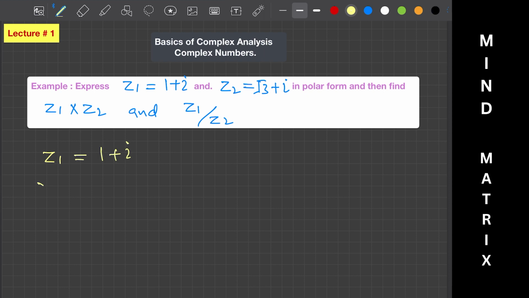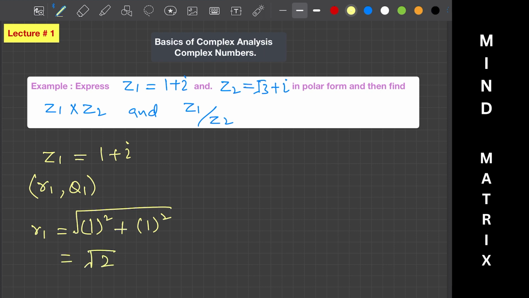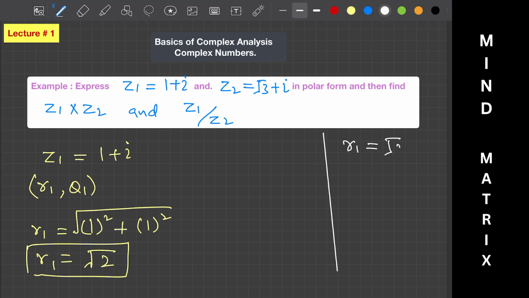We need to find r1 and theta 1 for this complex number. So for finding r1, we have real part of z square plus imaginary part of z square, whole under the root. So we will have under root 2 as r1. This is the value of r1. Let me write it here. So r1 equals under root 2.